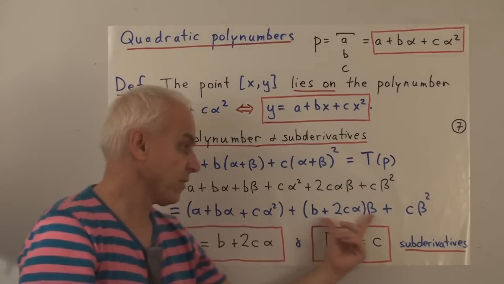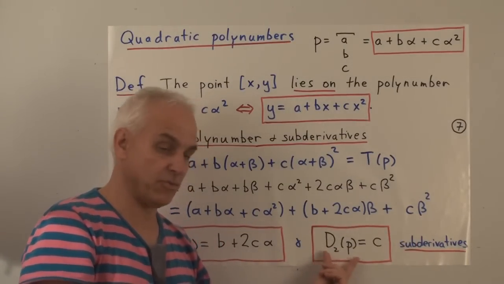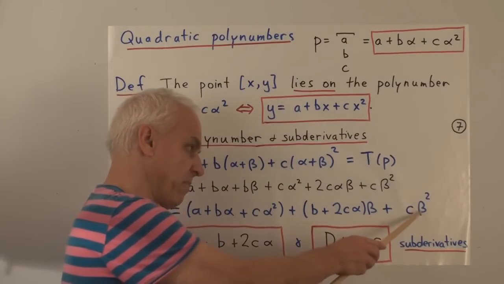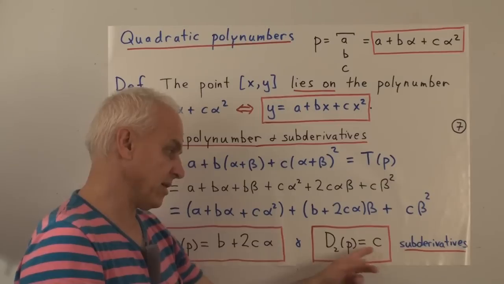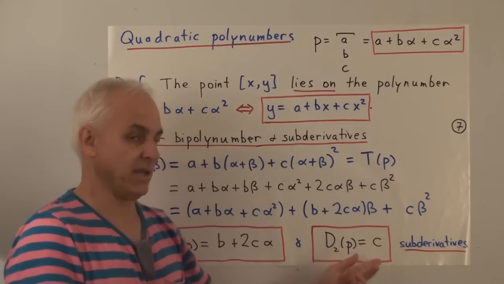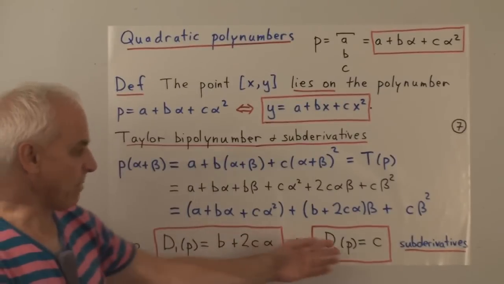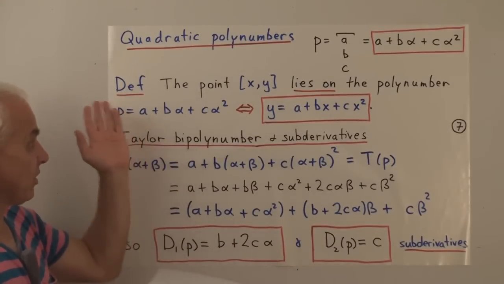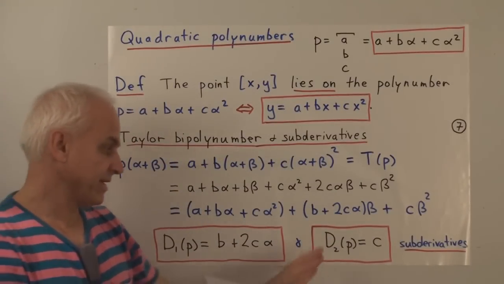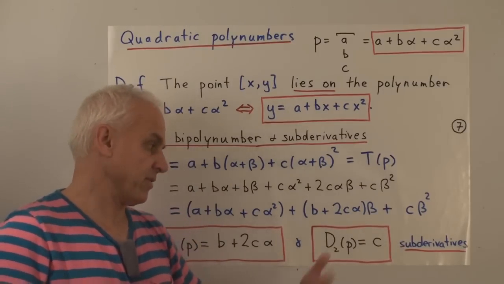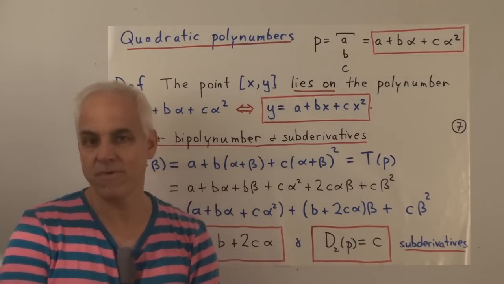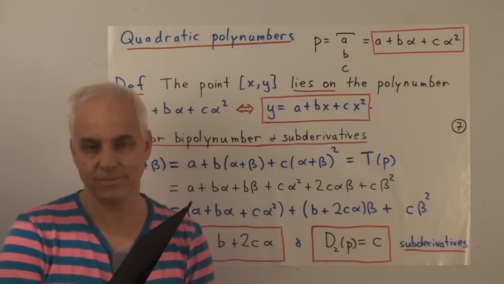And we also can read off the second subderivative, which is the coefficient of beta squared. In this case, it's just the polynumber c, the constant polynumber c. So these are the two subderivatives of this quadratic polynumber. It doesn't have any more subderivatives, or the other subderivatives are all 0 past this point.